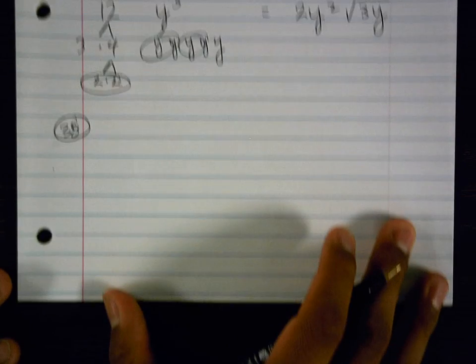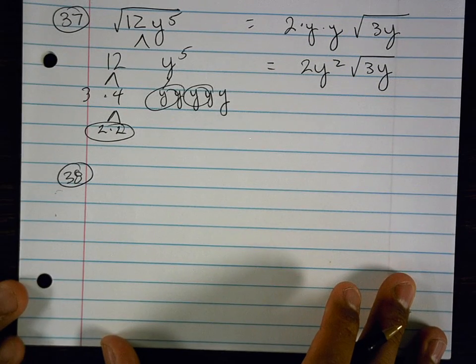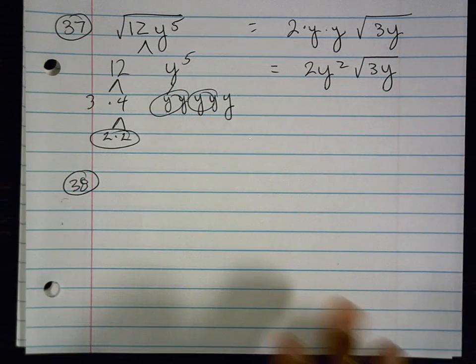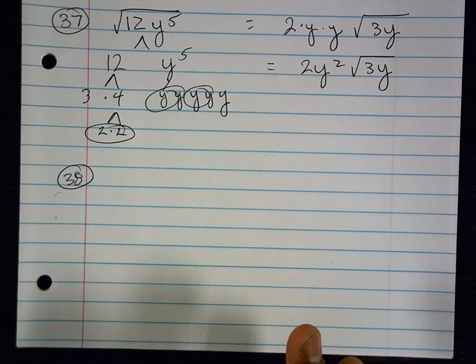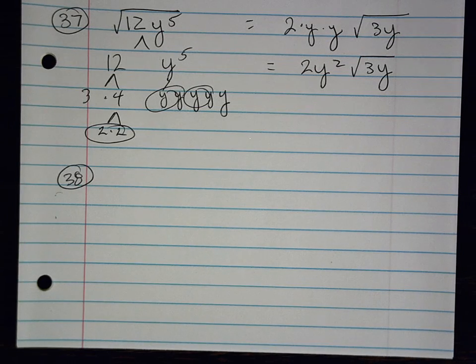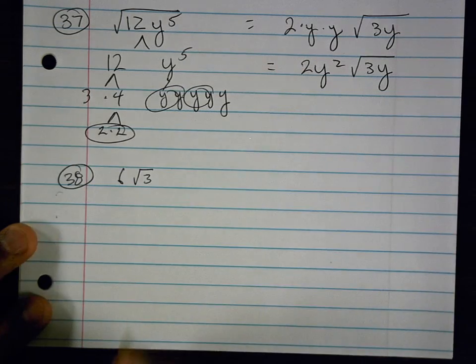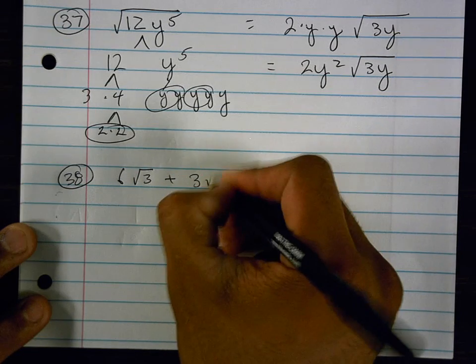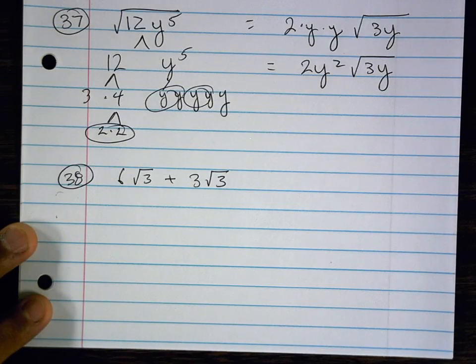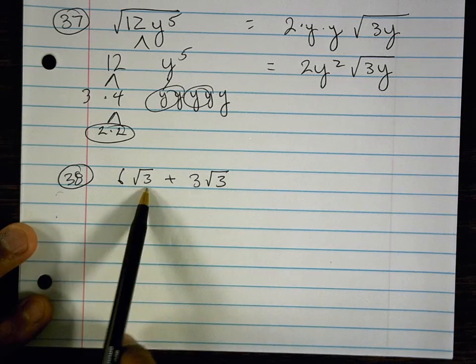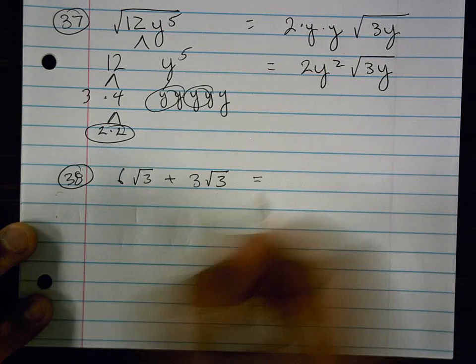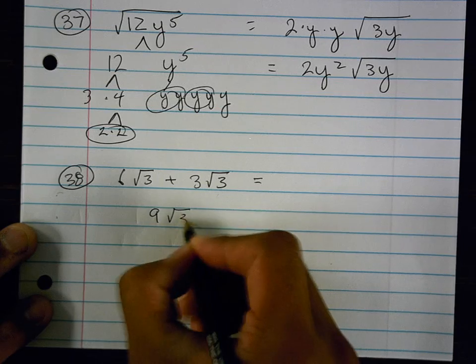38 says 6 times the cube root of 3 plus 3 times the cube root of 3. So now we're adding. To add radicals, you have to have the same radical, so we do. It's just like combining like terms. So this turns into 9 root 3.